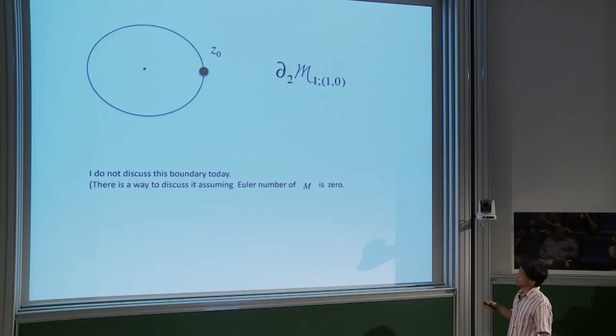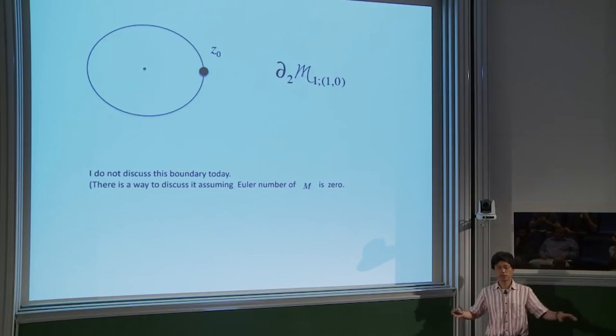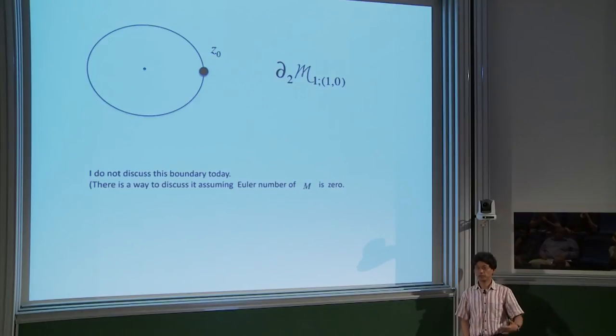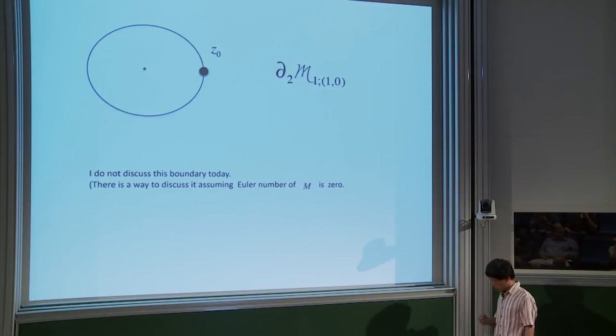In our particular case, you can just assume that the Euler class of M is 0, then the zero sections have a chain which bounds it, and you can eliminate this boundary using these chains. But that's not so much what I want to talk about today.